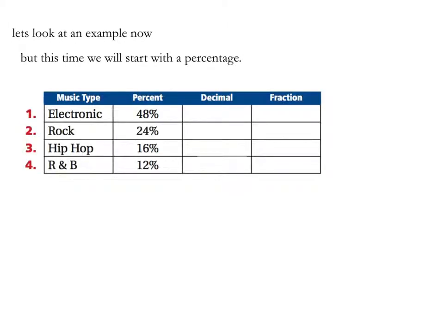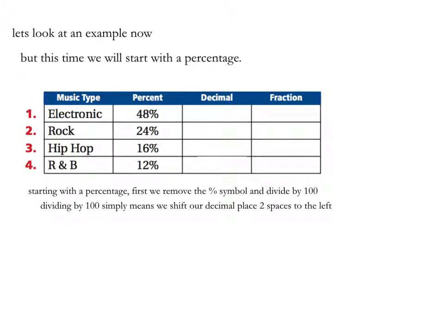Let's look at an example now. But this time, we will start with a percentage. So we have this chart here which shows us the music type and the percentage. We want to fill in the decimal and the fraction. Starting with a percentage, first we remove the percentage symbol and divide by 100. Remember, going from a decimal to a percent, we multiplied by 100 and added the percentage symbol. We're going to do the reverse of that now. Dividing by 100 simply means we shift our decimal place 2 spaces to the left. So 48% becomes 0.48.